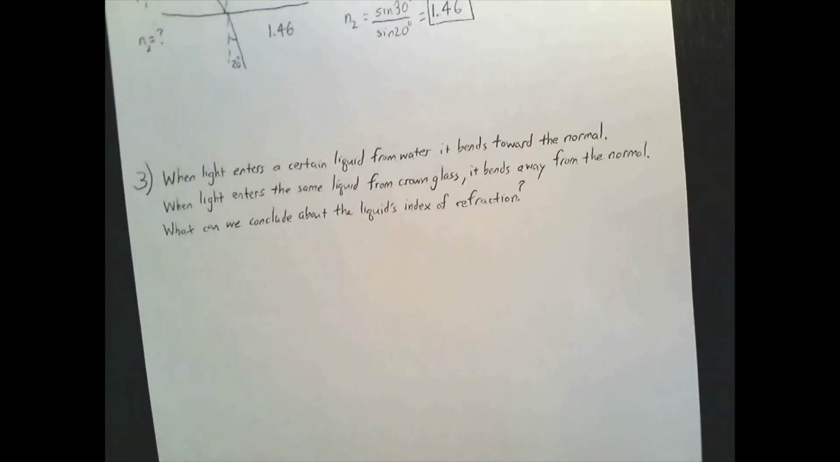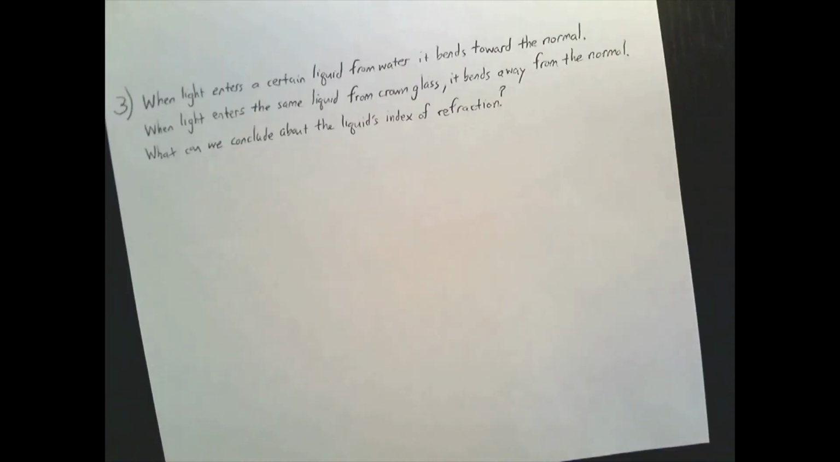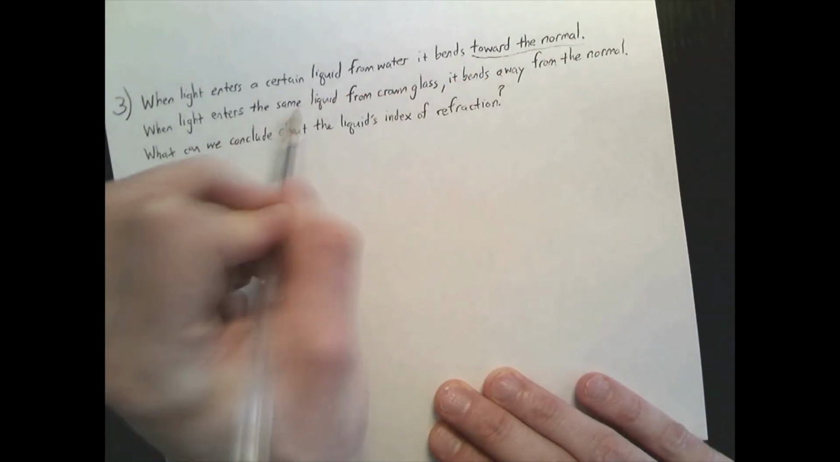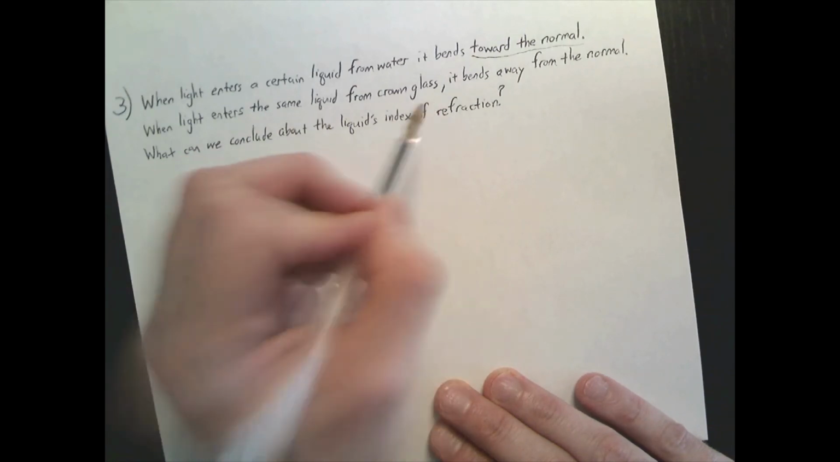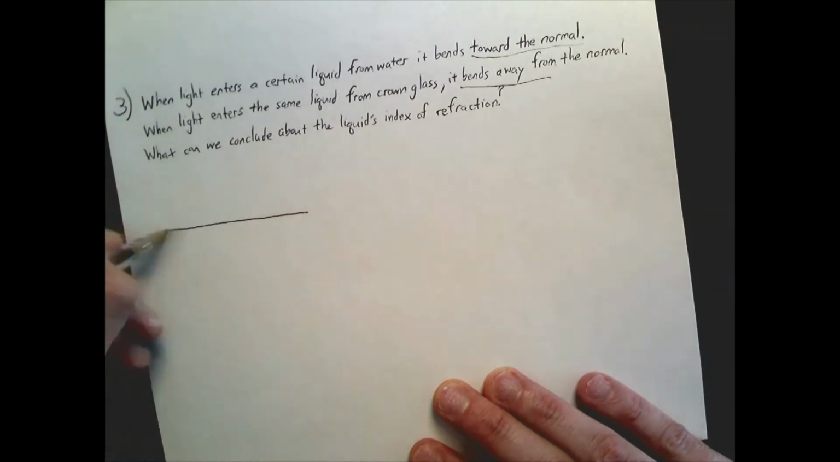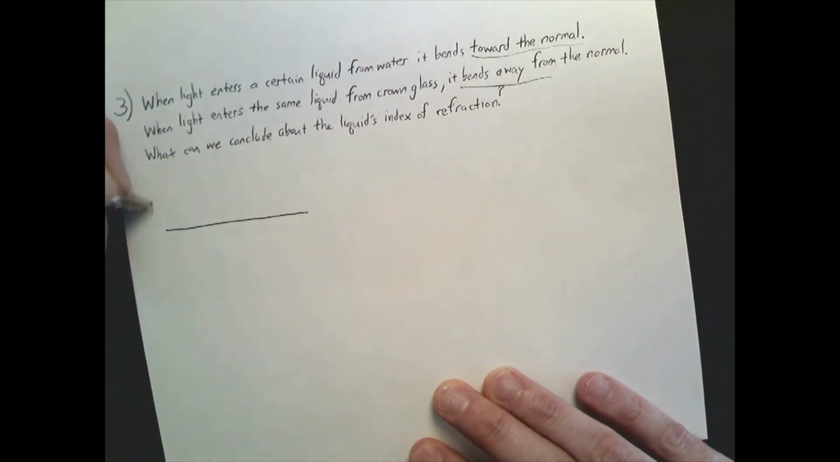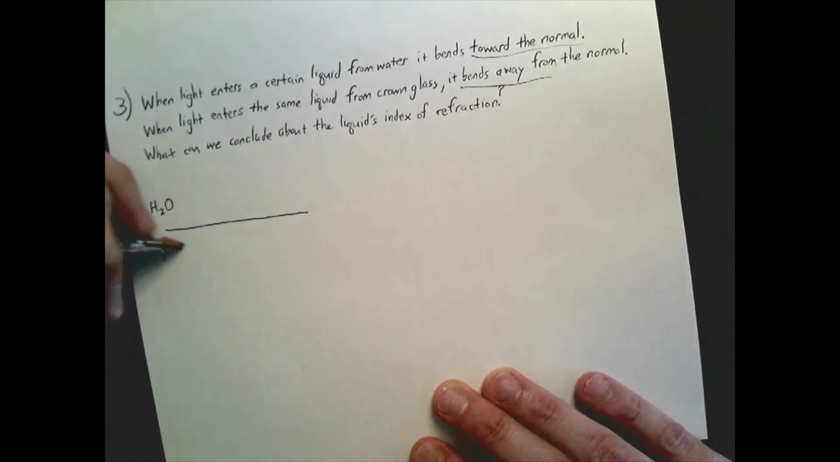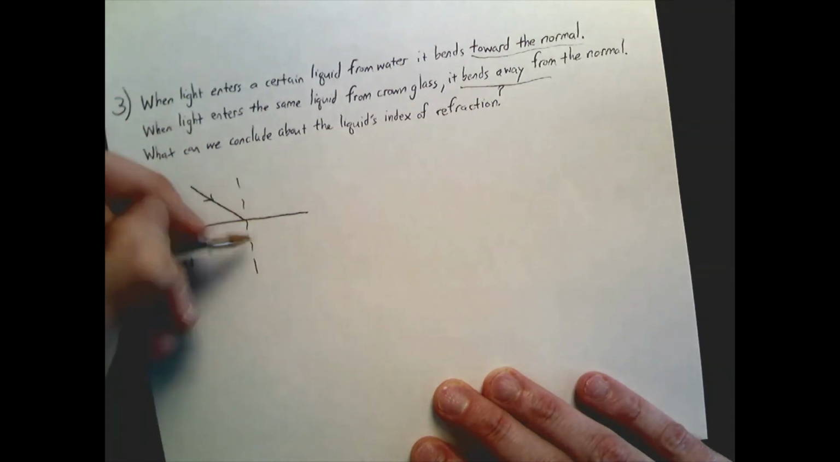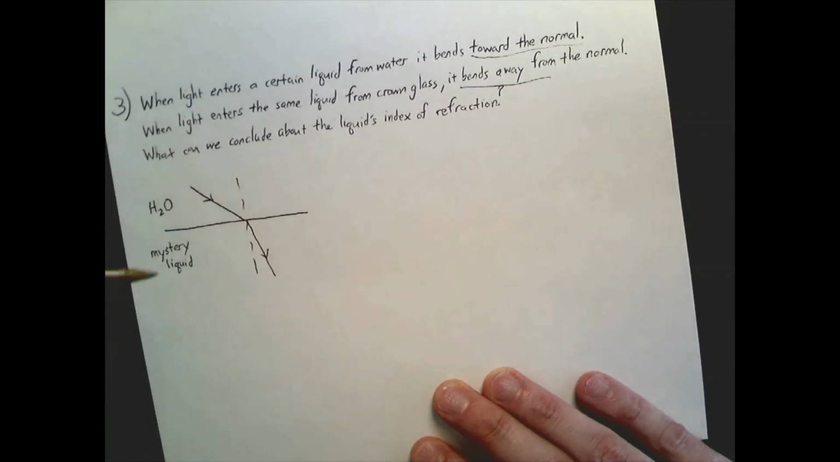Our final problem on this worksheet, we have this sort of long story here. When light enters a certain liquid from water, it bends toward the normal. When light enters that same liquid from crown glass, which is a special kind of glass, it bends away from the normal. So we can draw pictures to help us figure this out. We're entering from water, so we start in H2O and we end up in our mystery liquid. This one says it bends toward the normal. The light comes in and it goes toward the normal.